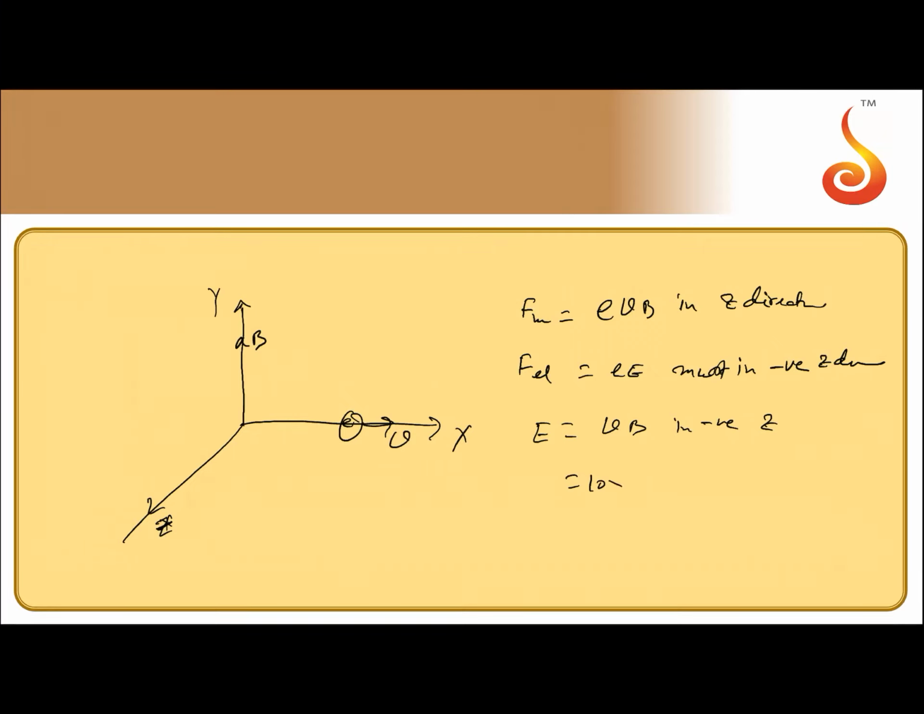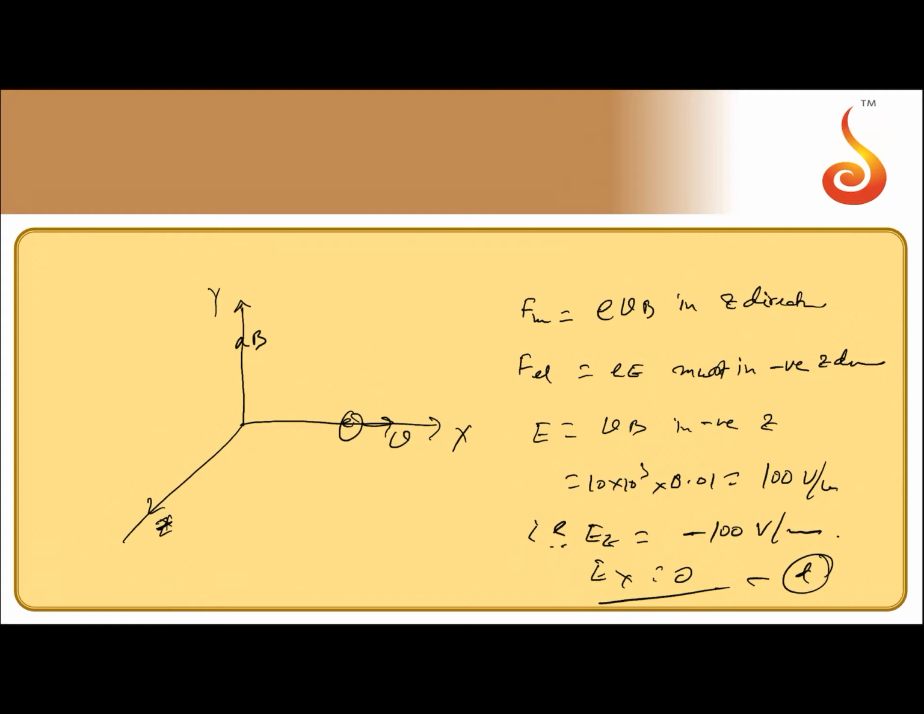So this is 10 into 10 to the power 3 into 0.01, that is 100 volt per meter. That is, we can write Ez is equal to minus 100, and obviously Ex. So this is option D, this is option B. B and D will be correct here.